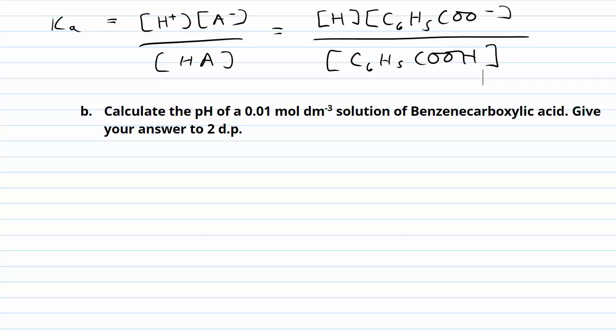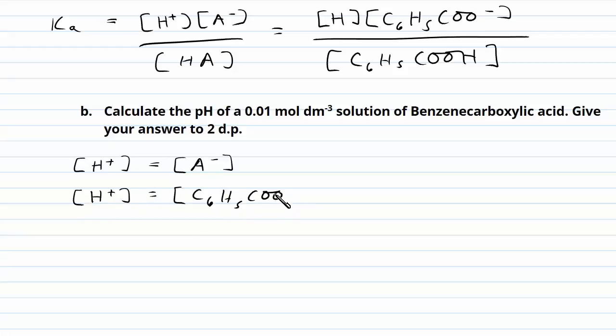So the first step that we're going to do is we're going to write down the assumptions that we're making. And we know that there are special assumptions made when we're working out the pH of a weak acid. The first is that the concentration of hydrogen ions is equal to the concentration of A minus. So in this case, the concentration of hydrogen ions is equal to the concentration of C6H5COO minus. The second assumption we're making is that the initial concentration of HA, so HA initial, let me write that correctly.